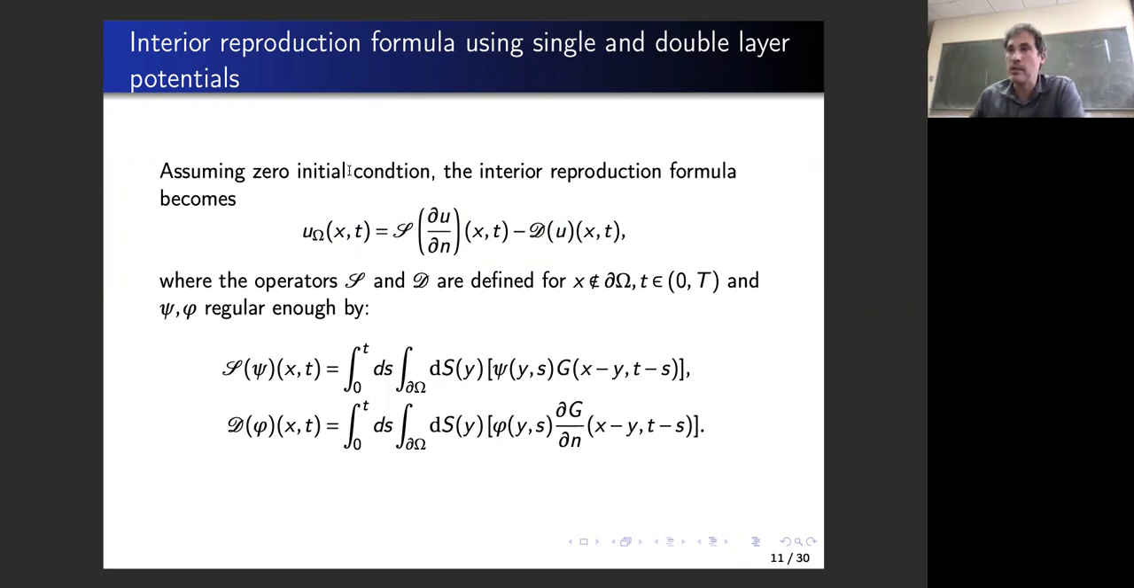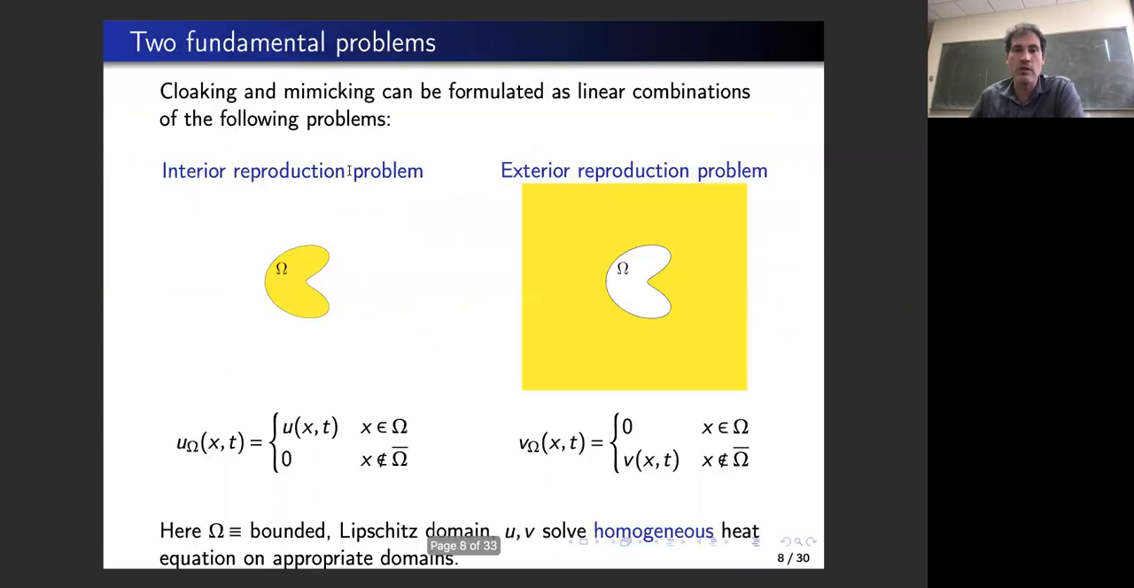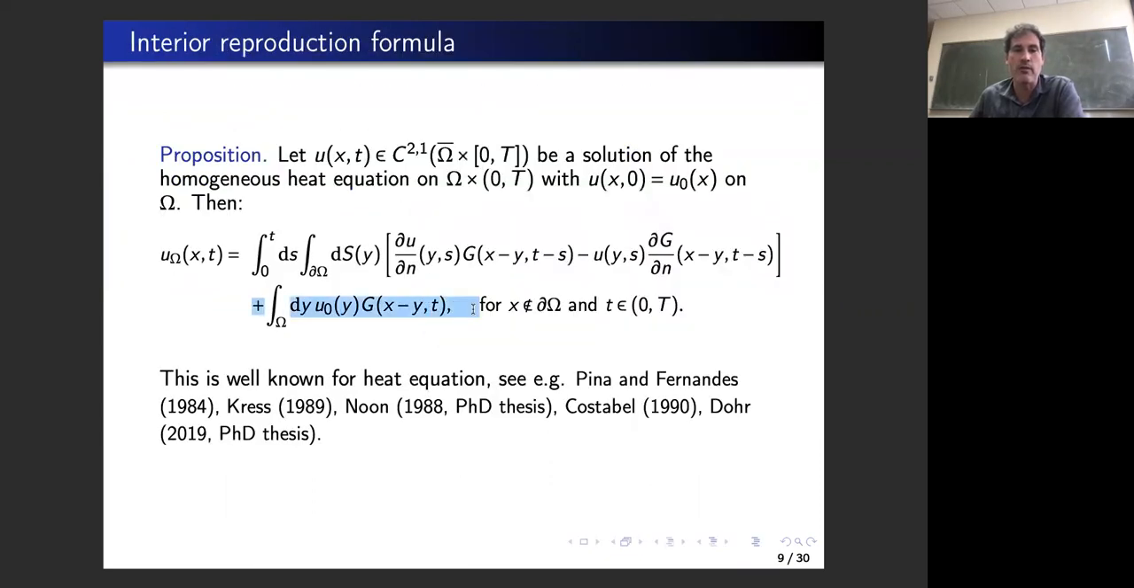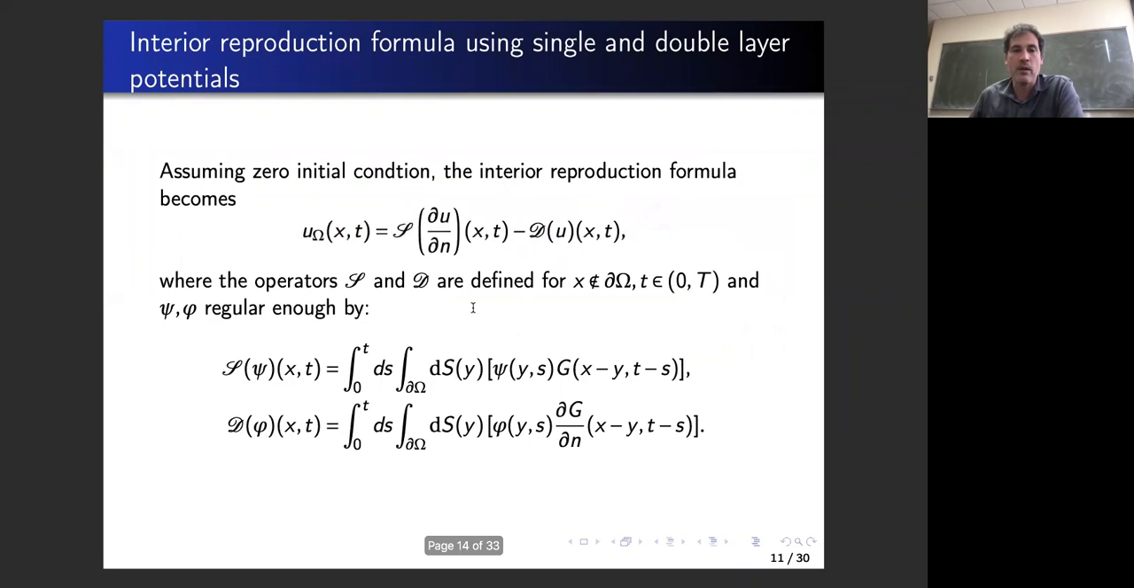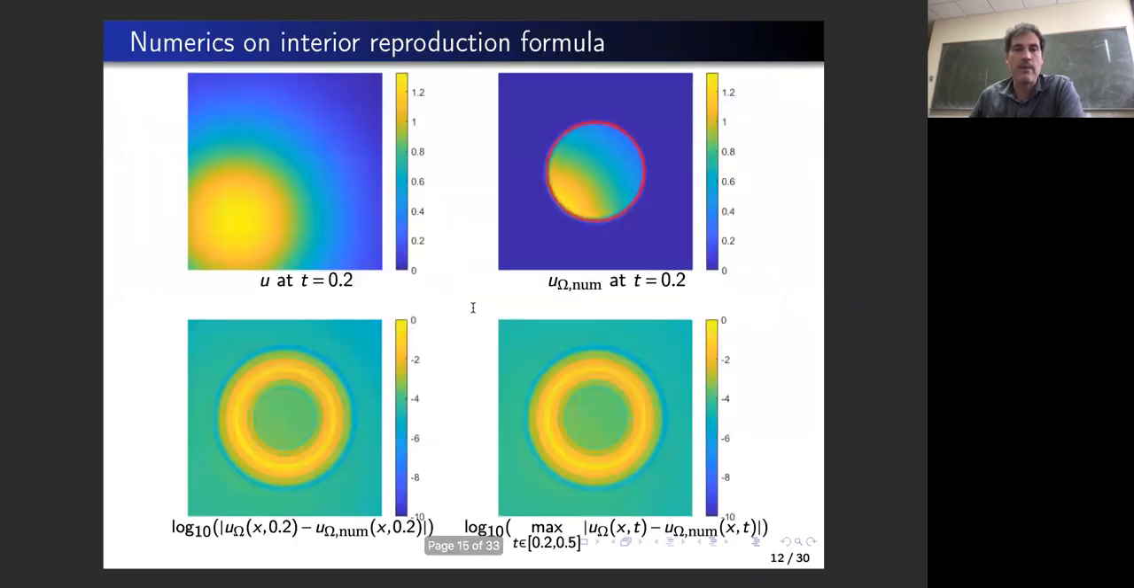If this initial condition is 0, right? If the initial condition is 0, then this volume term here goes away and I don't have to worry about it. Okay, so let me show you a numerical experiment for this interior reproduction formula.